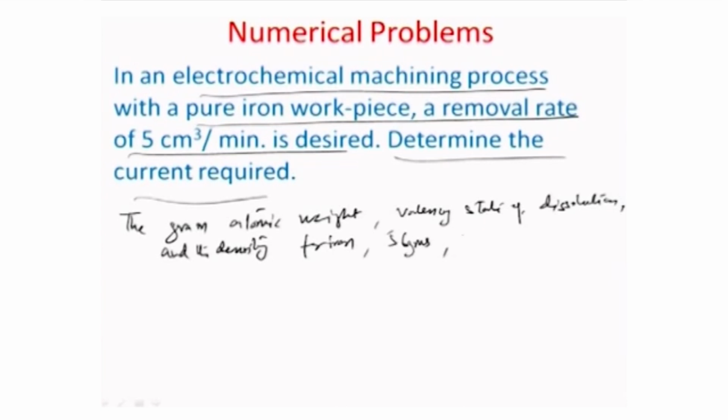Mostly iron goes in a divalent state, so Z equal to plus 2, right, and then the density of iron happens to be about 7.8 gram per centimeter cube.